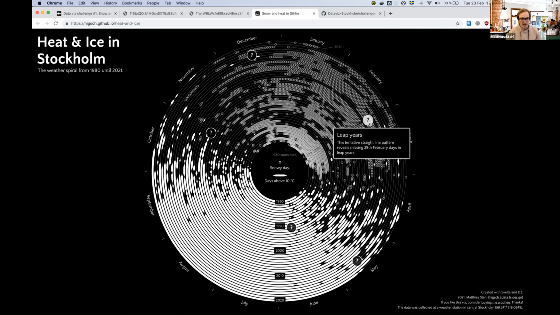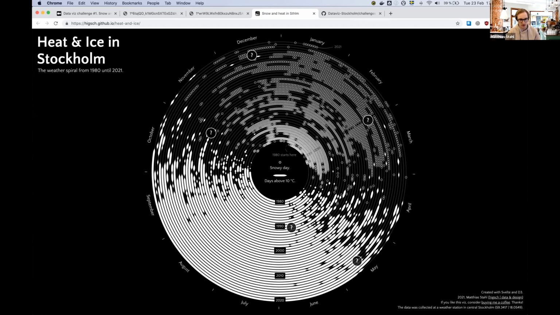And at the same time, as this was a black and white theme, I also tried to convert the data into a black and white theme. So I used the snow heights not as a continuous variable, but just as a categorical variable: was there snow or not on a certain day. And I did the same for the temperatures, like was the temperature above 10 degrees or not? So just to answer this yes, no question for every day.